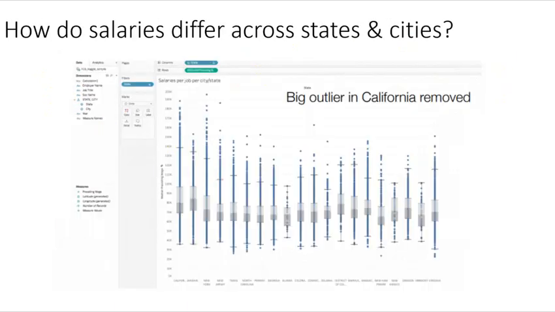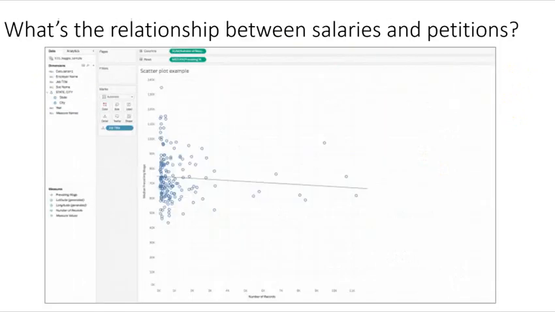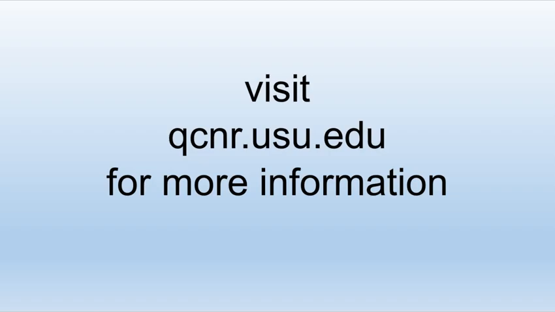Box and whisker, looking at averages or means or median salaries across a select number of states. The relationship between salaries and petitions. Good stuff. That's it. Thanks.